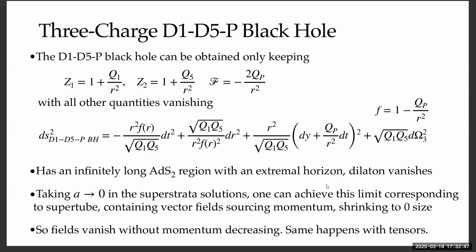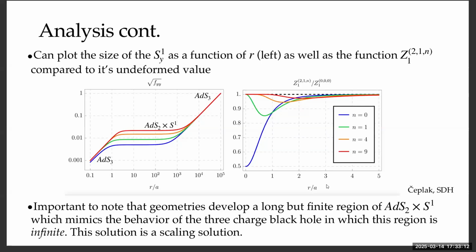Okay. You can see the D1D5P black hole by taking the simplest ansatz with everything else 0. And so this is going to give you the D1D5P black hole. This has an infinitely long throat region. And so we plotted out our solutions, which has AdS3. So this is the y circle, AdS3. But then there's a long region where you do have the AdS2 cross S1. So in this region, it mimics the 3-charge black hole. But then as you go further into the geometry, it begins to cap off. The y circle starts to shrink. And so this is where it starts to differ from the 3-charge black hole.